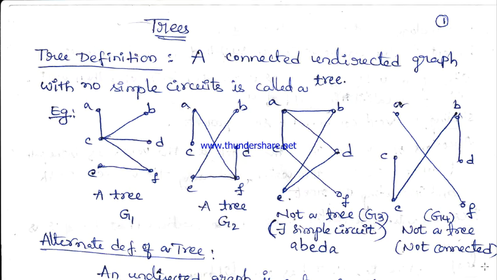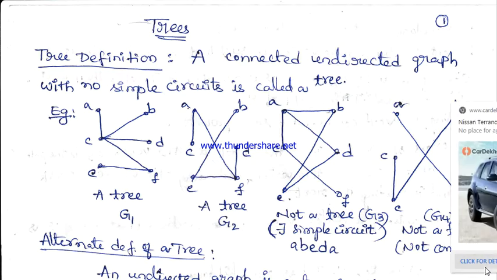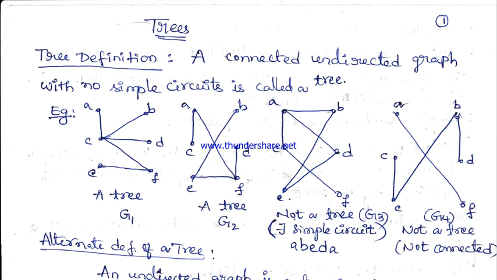So we begin the concept by defining the tree first. Suppose a connected graph is there. If it is undirected and has no simple circuits, then it is called a tree. So in brief, we can define a tree as a connected undirected graph without any simple circuits. Here there are 4 examples shown.